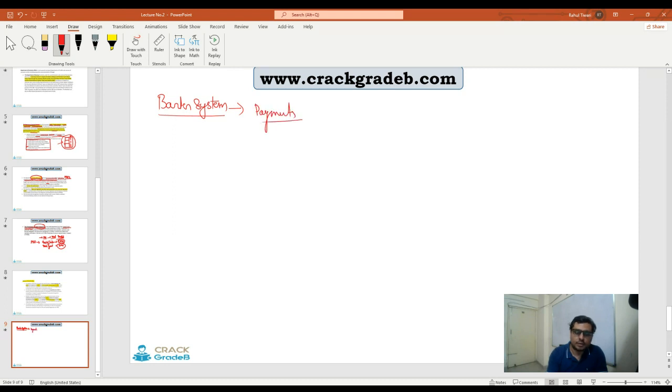payments through valuable stones. Stones started being used, but the problem with these stones is that you cannot exactly quantify them and give them a proper shape, right? You cannot give the proper shape to them. So this is why there is a problem with the stone.